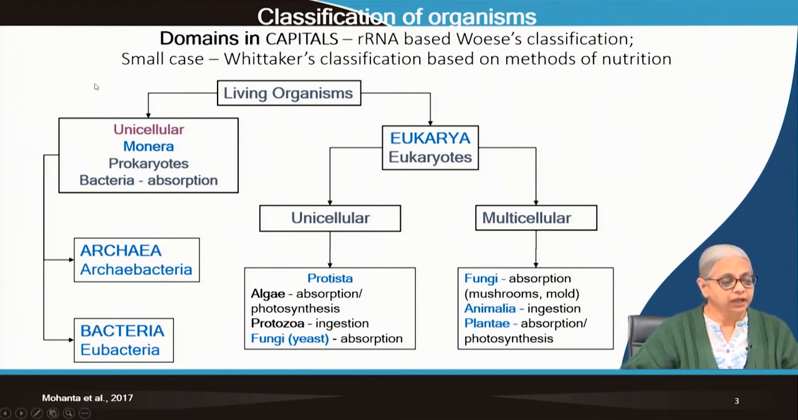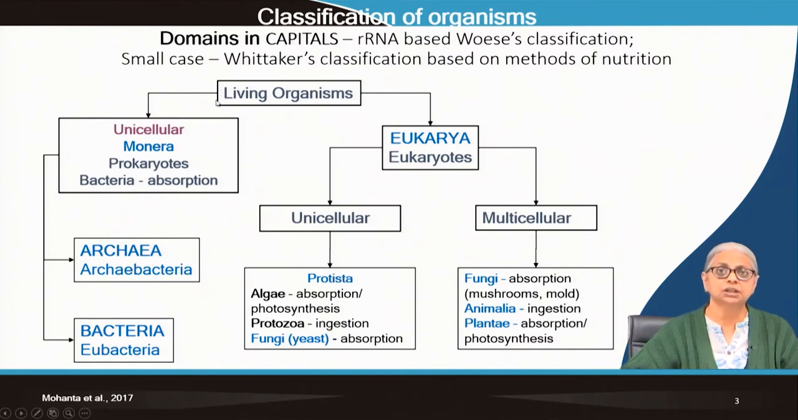And therefore, I've tried to mesh together 2 different methods of classifying all living organisms. So right at the top, we have 2 categories, prokaryotes and eukaryotes. All prokaryotes, by definition, are unicellular. There are two very popular methods of classification. The current one, which all current microbiology textbooks use, is the classification based on Woese's classification. It's based on ribosomal RNA. I will come to that later.